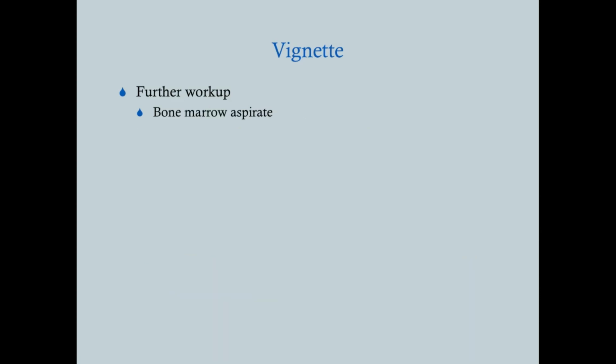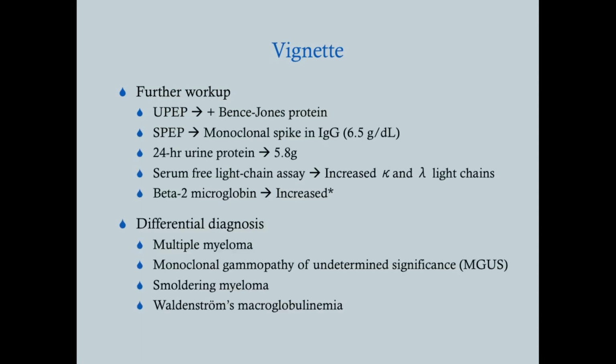So we need to get a bone marrow aspirate. Anytime you suspect possible multiple myeloma, you need to get a bone marrow aspirate because that will help you determine whether this is smoldering myeloma or multiple myeloma. Now, it's not going to be of undetermined significance because of the level. It's 6.5 grams per deciliter. Monoclonal gammopathy of undetermined significance, or MGUS, has got to be below 3.